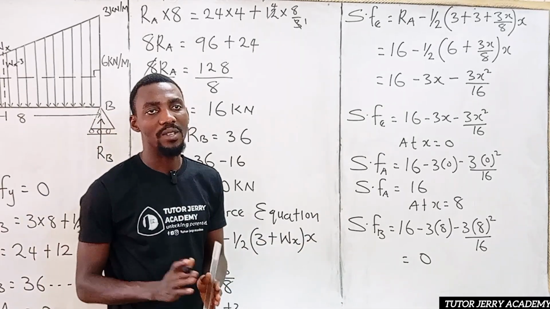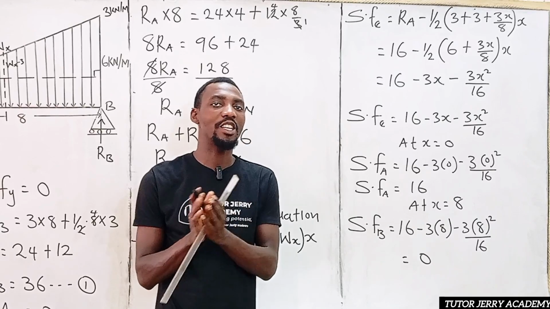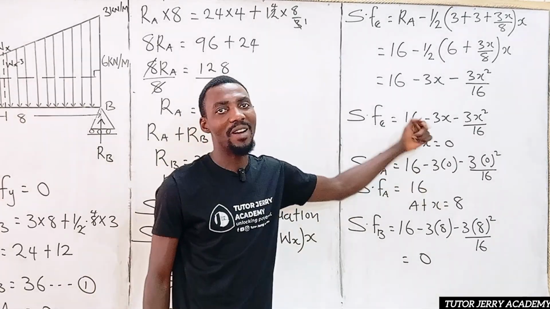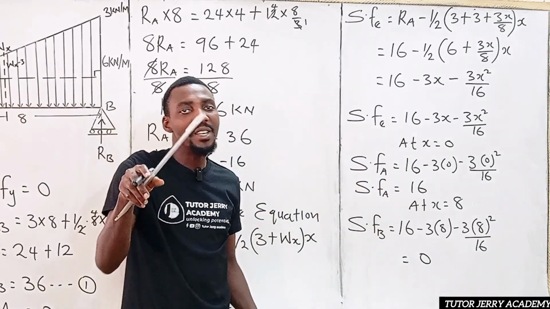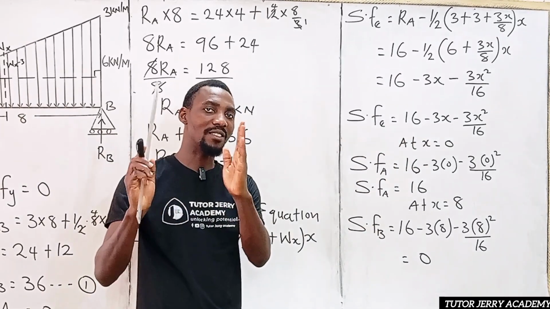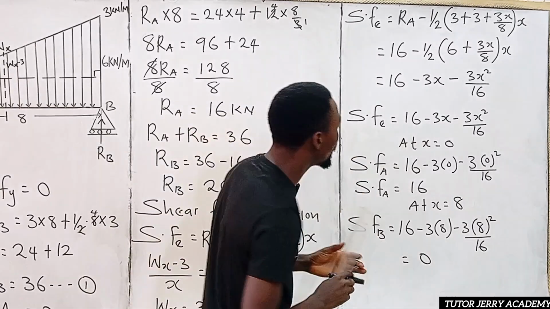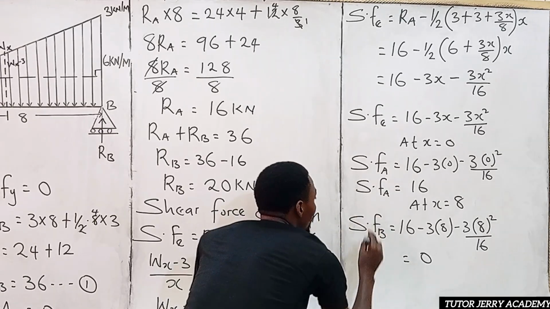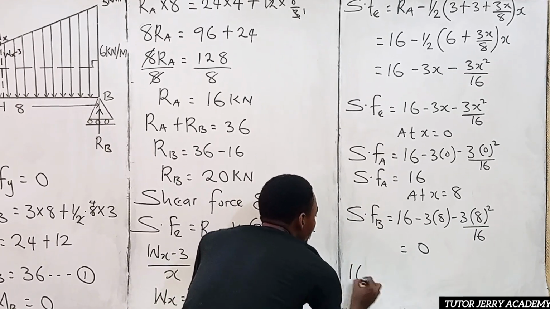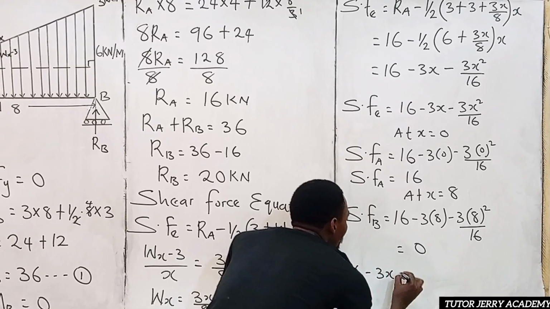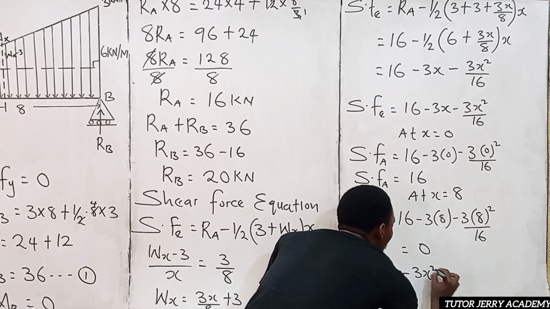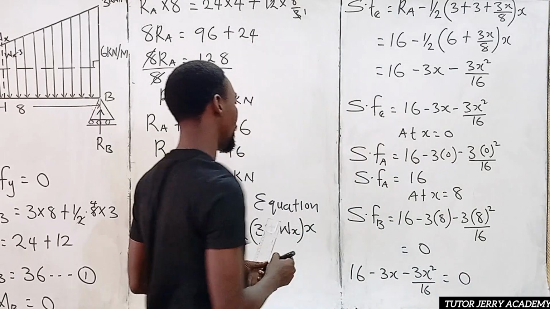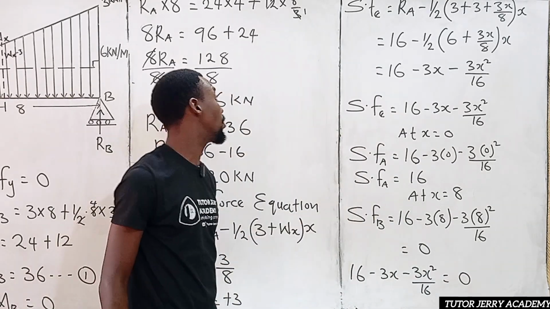Alright. Now, we said we need to know where our shear force is equal to 0. So when our shear force equation is equal to 0, the value of S that we are going to have there is going to be the value at which we have our maximum bending moment. So when shear force is equal to 0, we are going to have 16 minus 3s minus 3s squared all over 16 equal to 0. Alright. So we are going to multiply through by 16.